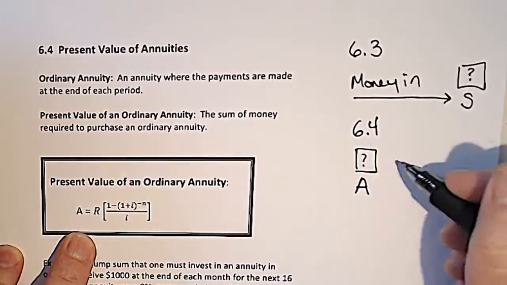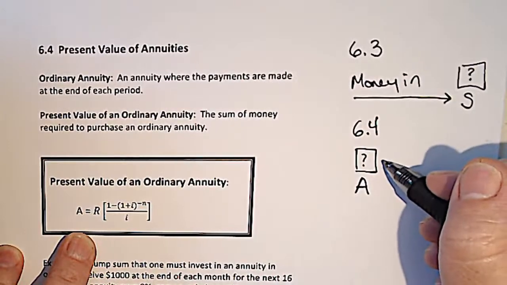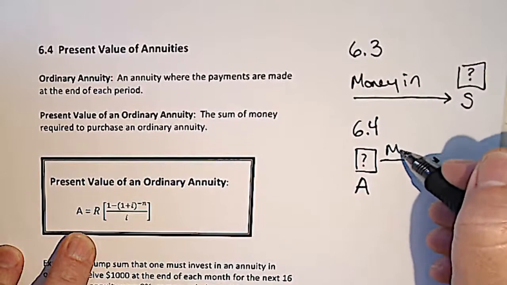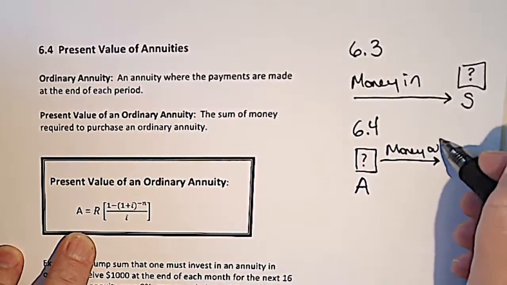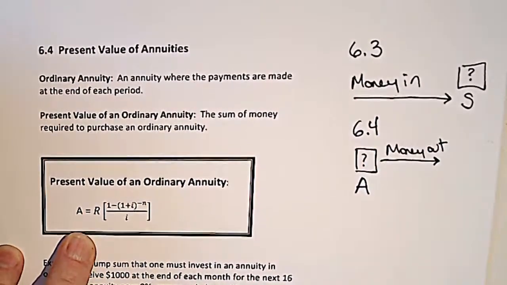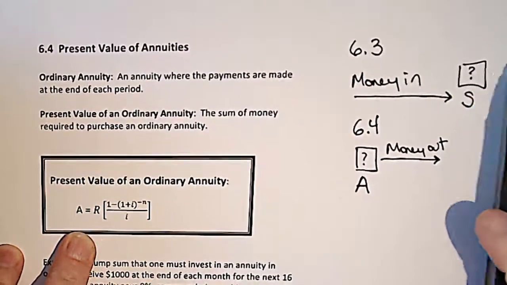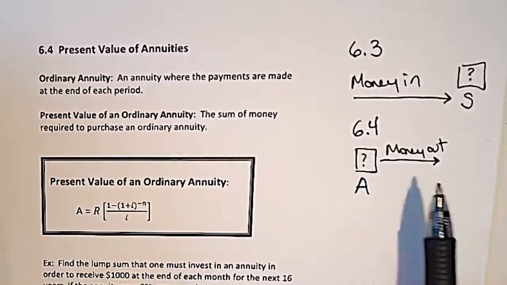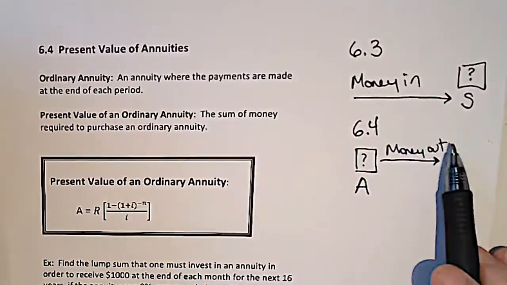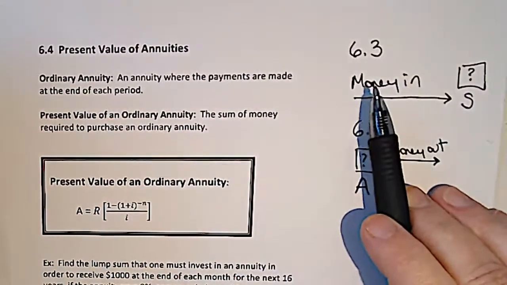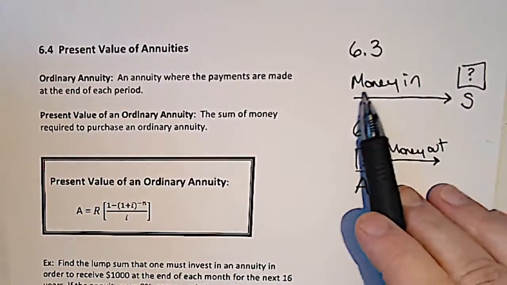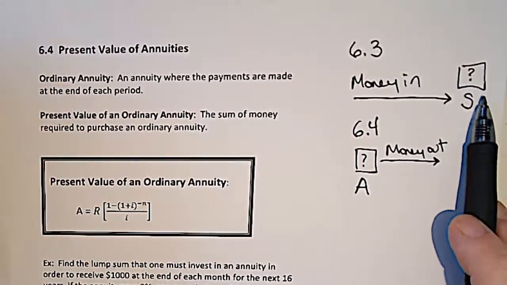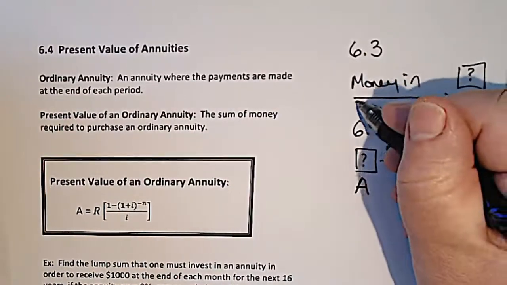To buy the annuity right out, and then the money comes back out until the future. This is 6.4. So in 6.3, we're interested in the future value. In 6.4, we're interested in the present value. And then there's the difference between money in and money out. Money in means that we're going to pay in. We're going to save money every month or every year, and then how much will it be worth? So this is saving up for something.